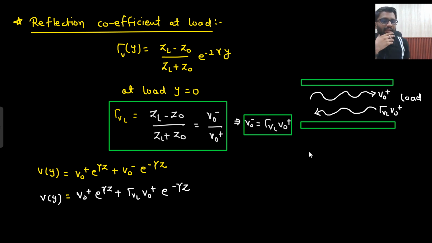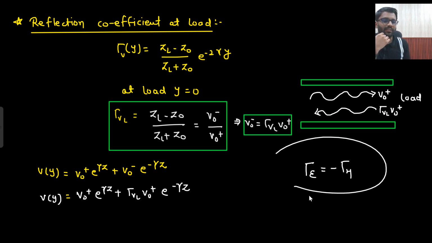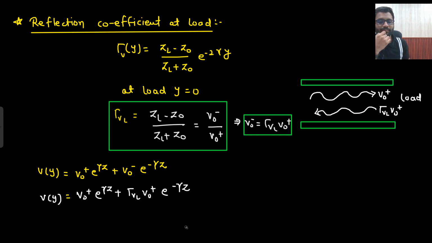There what did we study? That your electric reflection coefficient is equals to the negative of magnetic reflection coefficient. This is what we studied. So here what you are going to study? That your voltage reflection coefficient is equals to the negative of current reflection coefficient. That's it. There your electric reflection coefficient was negative of the magnetic reflection coefficient. Here your voltage reflection coefficient will be equals to the negative of current reflection coefficient. That's it. Is that clear to you?